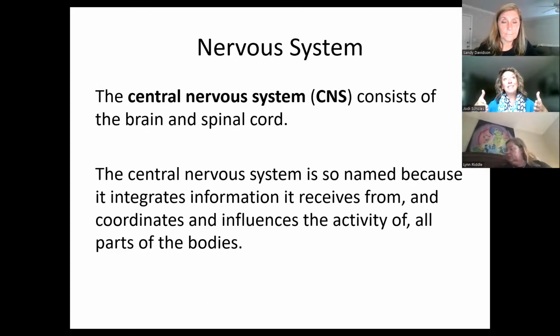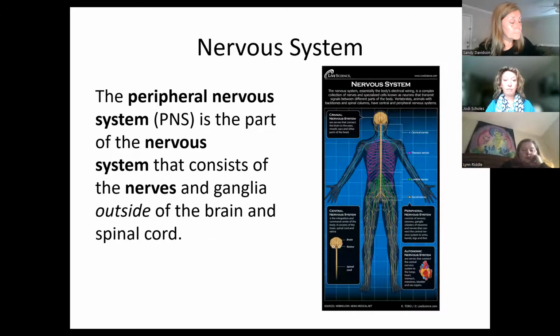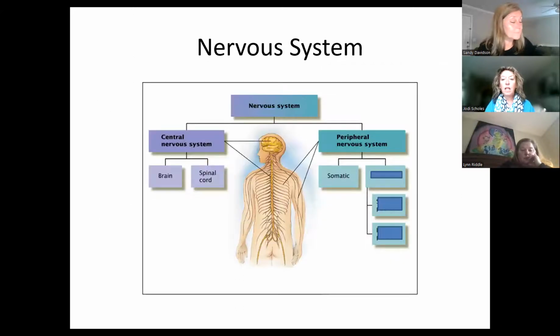It not only sends out information, but also receives information. And it's the regulating system of our body, the central nervous system. Peripheral nervous system, all that other stuff. Ganglia, everything outside the brain and spinal cord. So in the peripheral nervous system, we're going to focus on that for a few minutes because I want to go over the different parts of it.